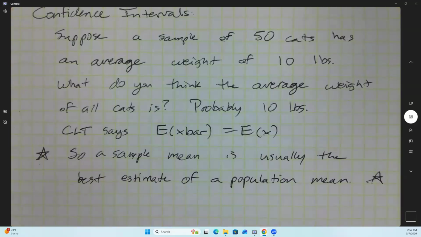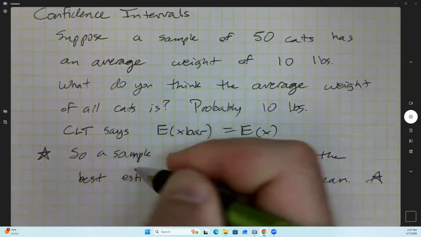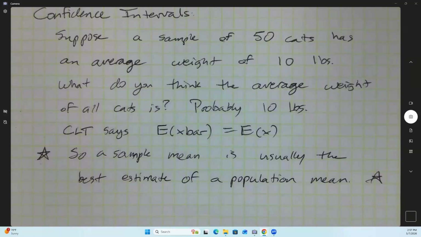And this is one of the places where statistics really got started, because in order to understand a population, those are too big. So we study samples, but it's only worth studying a sample if it's going to tell us something about the population.